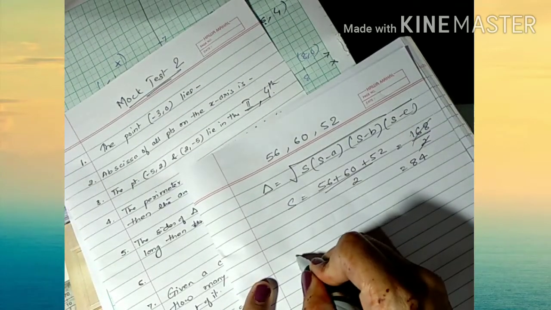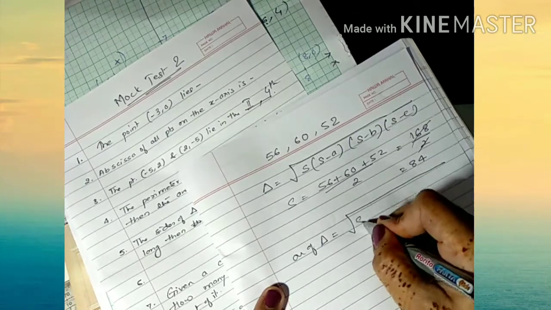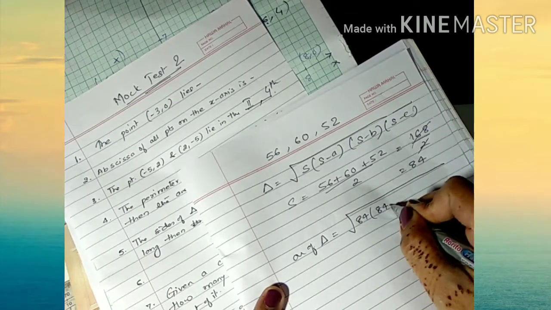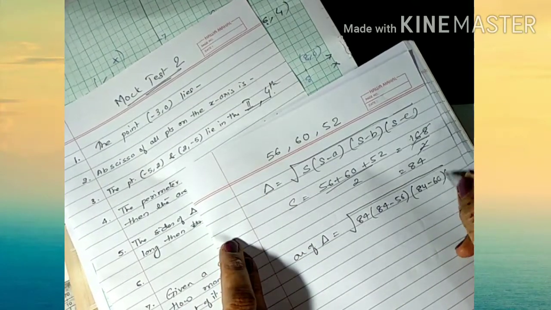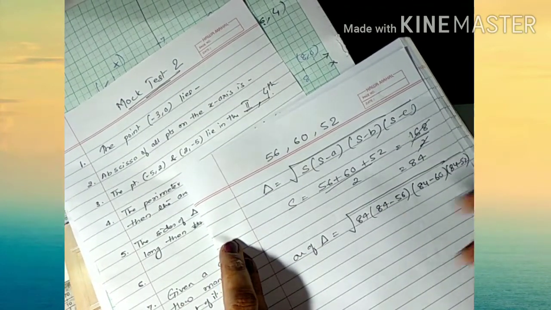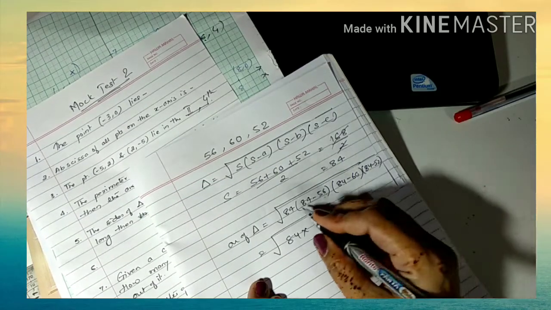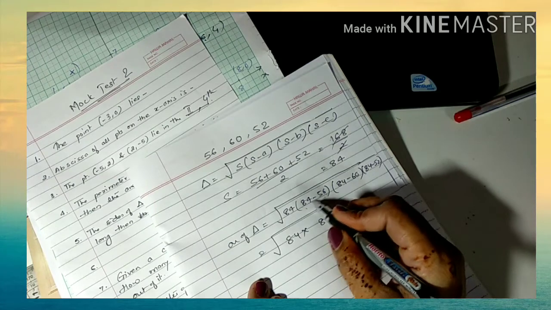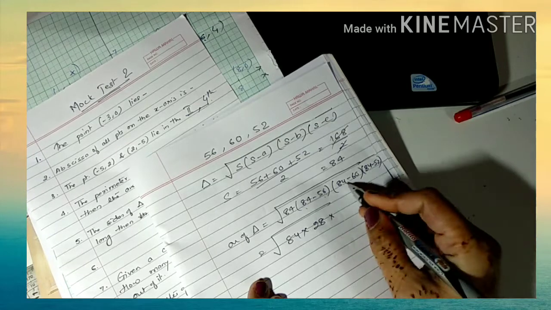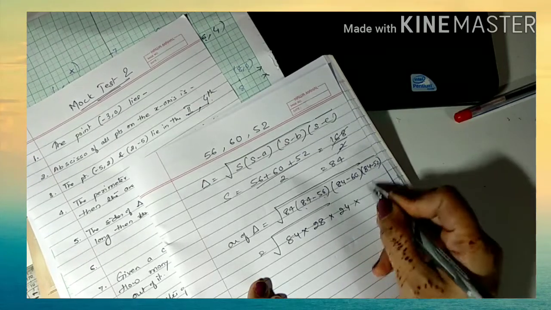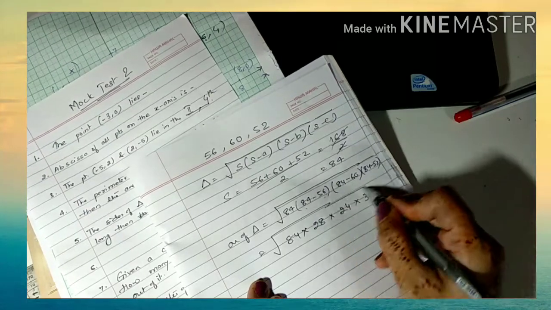So, the area of the triangle will be, area of triangle क्या हो जाएगा? Under root 84, 84 minus 56, 84 minus 60, 84 minus 52. So, this will be 56. So, it will be 8, 28, then 24 and 32.